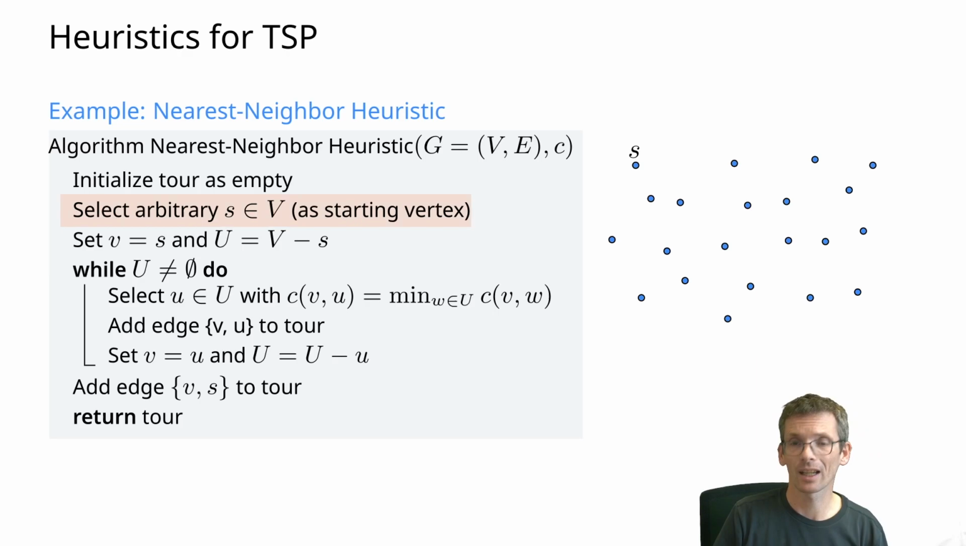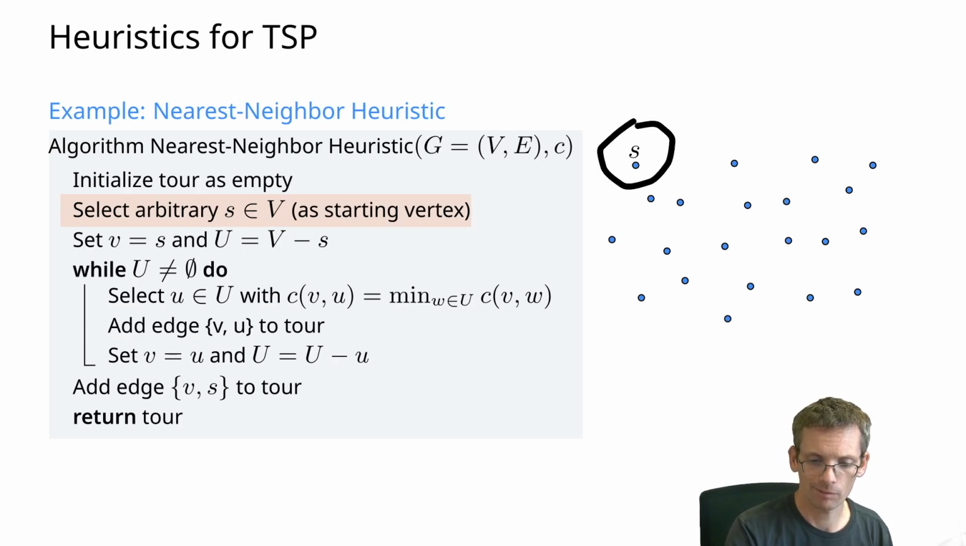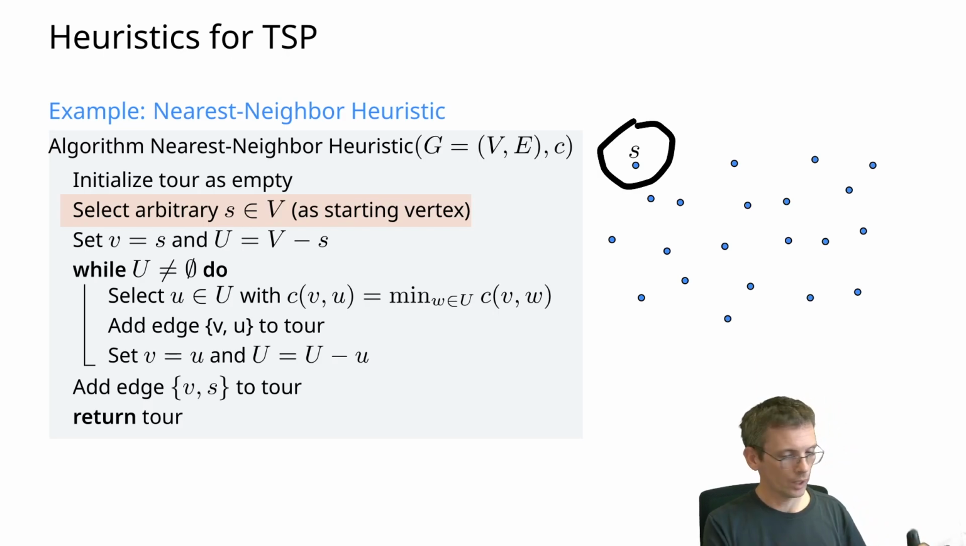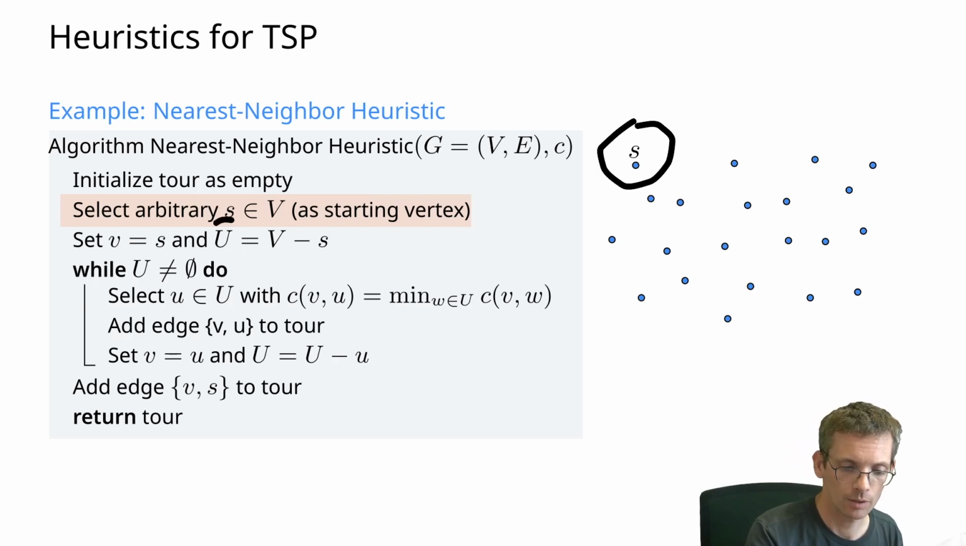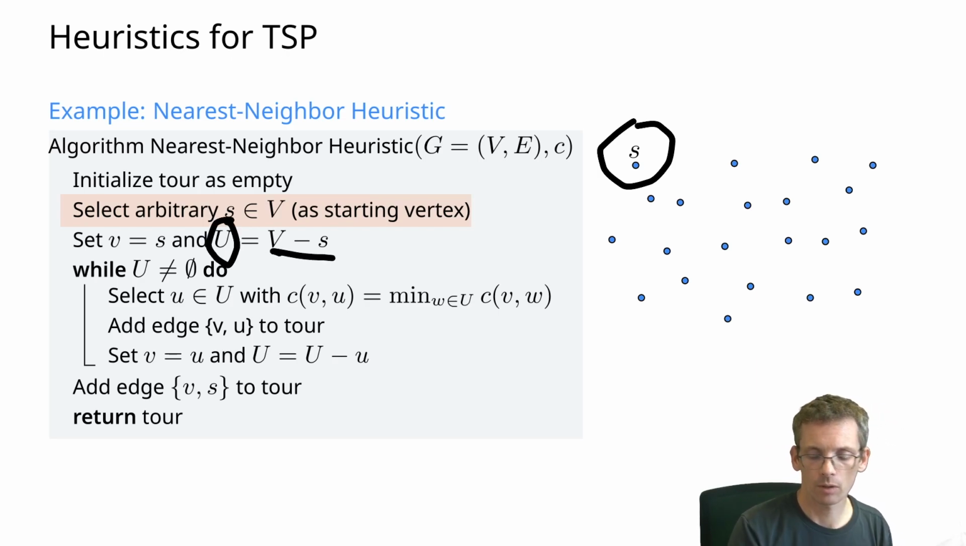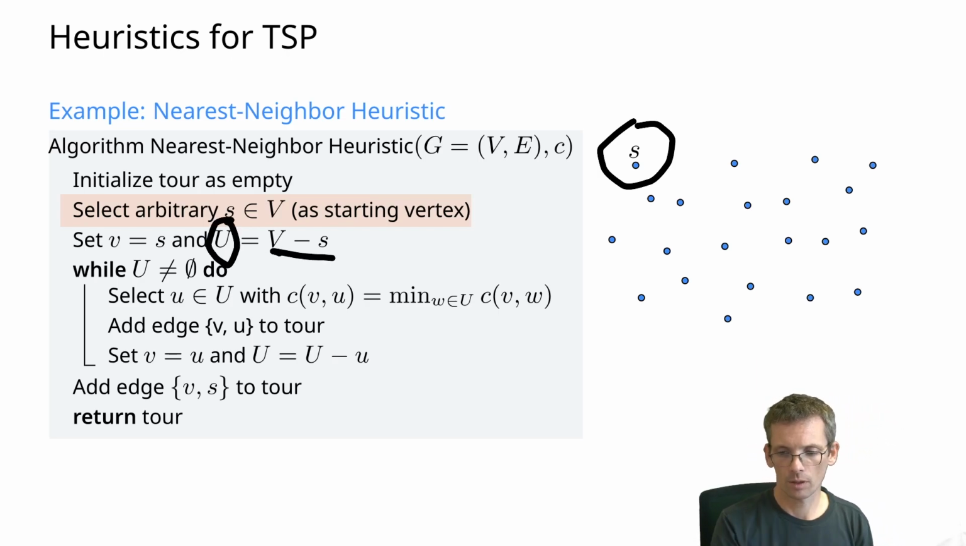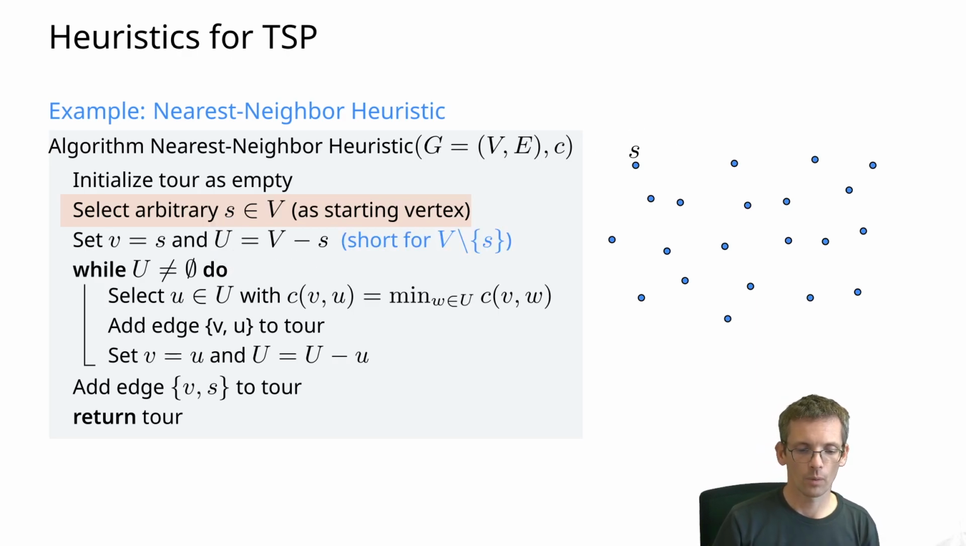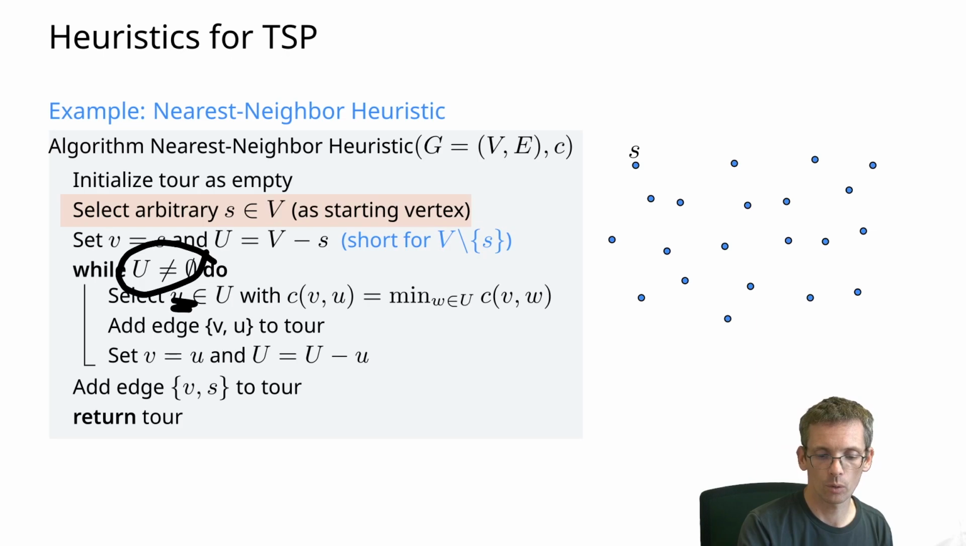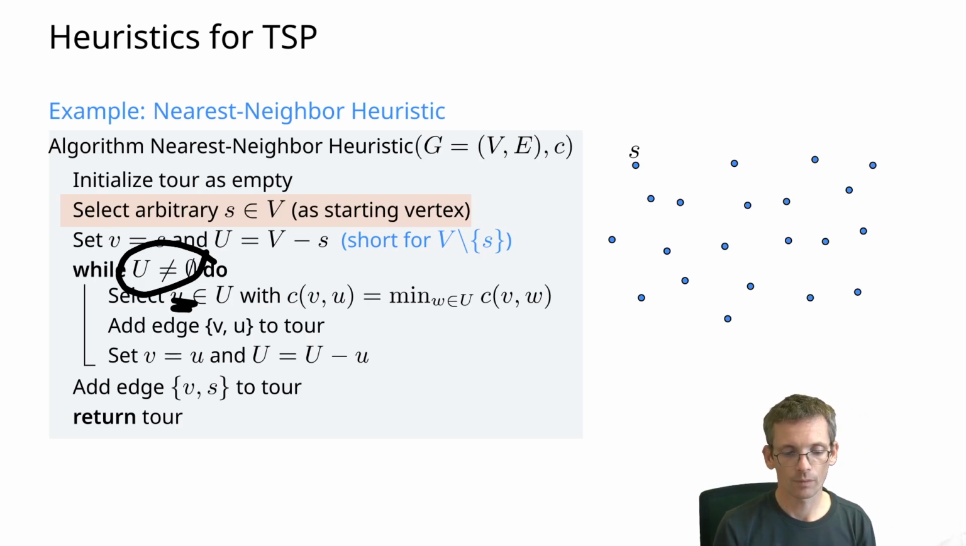So first we pick an arbitrary start S. Now we have a set of unvisited vertices. That will be U, so U does not include S, so this is notation for V without S. And as long as there's an unvisited vertex, so as long as U is not empty, we select the vertex in U which is closest to the current vertex V.